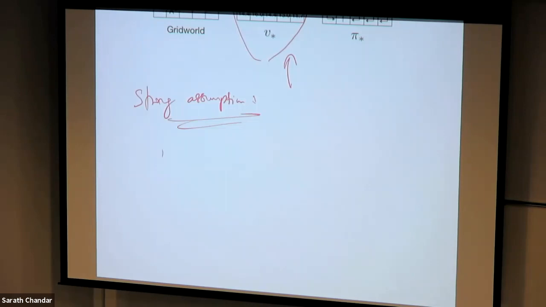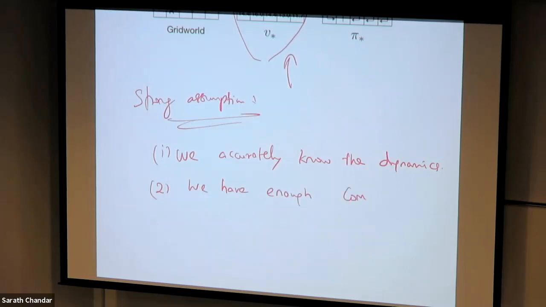The first one is we accurately know the dynamics of the world, which is often not true. And the second issue is we have enough compute to complete the solution. That's a very strong assumption. I think I already gave you the backgammon example, right? In backgammon you have 10 to the power 20 states. So solving the Bellman optimality equation for backgammon is just infeasible.